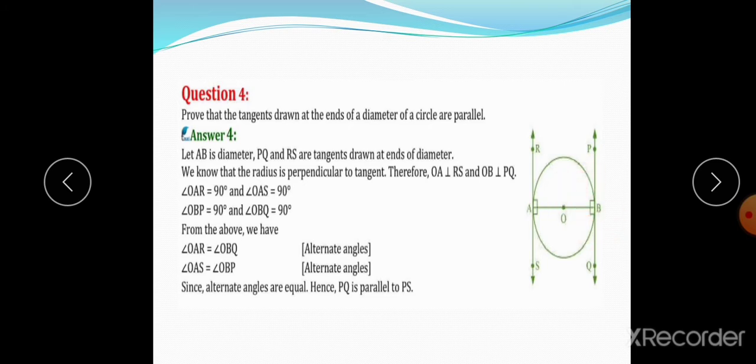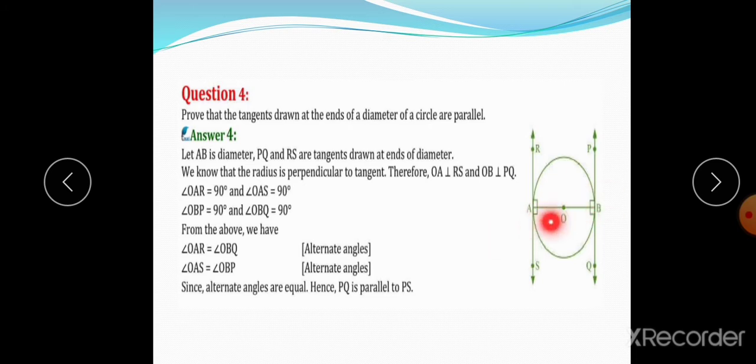Now, as we know the parallel property, either corresponding angles should be equal, or alternate angles should be equal, or the sum of the interior or exterior angles should be 180 degrees. Let me take angle OAR, which equals 90, angle OAS also 90, angle OBP equals 90, OBQ equals 90. From the above we can say OAR and OBQ are 90. In the same way OAS and OBP are 90.